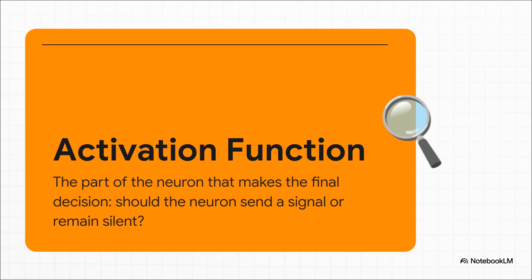Okay, so after all the inputs are weighed, and that bias is added in, the neuron has one final number, but now it has to make a choice. Does it fire, or does it stay quiet? This is the moment of truth, and that's where the activation function comes in. It's the gatekeeper. It looks at the final number and decides yes or no.